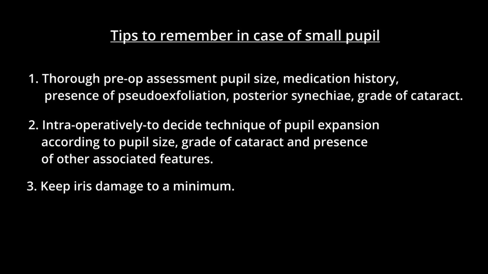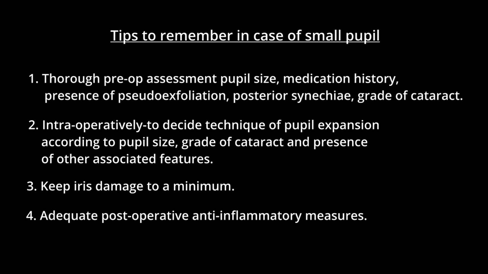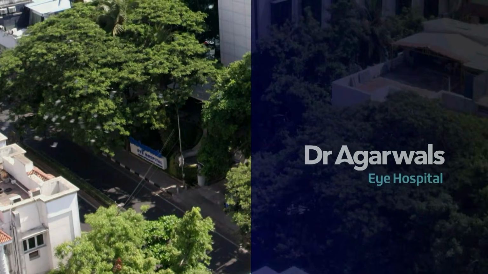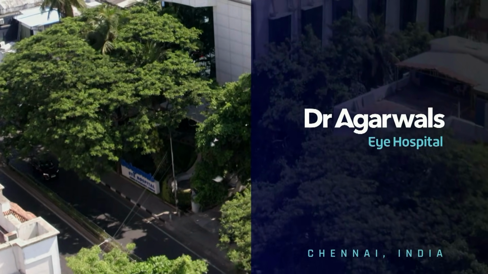Tip number 3: try and keep the iris damage to the minimum level. Tip number 4: adequate post-operative anti-inflammatory measures to be taken. Hope you found the tips useful in managing your next case of a small pupil.